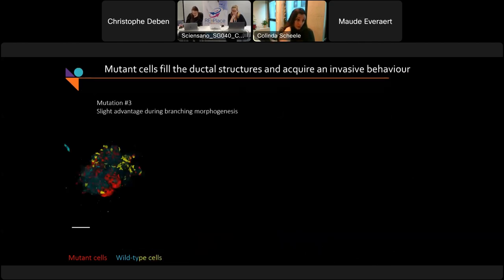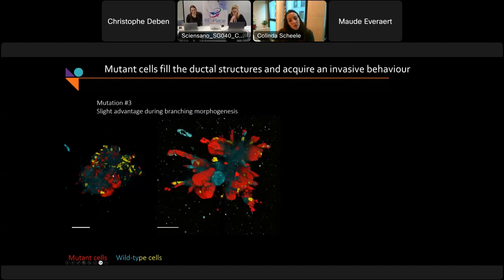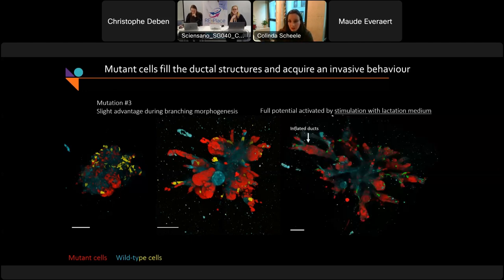As a third example, again here, mutant cells in red, wild type cells in yellow and blue. When we induce the branching, we see that they have a slight advantage, but they do not yet completely take over the gland. And now when we start to go even to the next step and stimulate these cells with lactation medium, so we give them the stimuli that normally would differentiate the gland into lactating state, now we see that these mutant cells, they start to benefit from these signals and then really start to make these aberrant structures, including these bulging ducts.